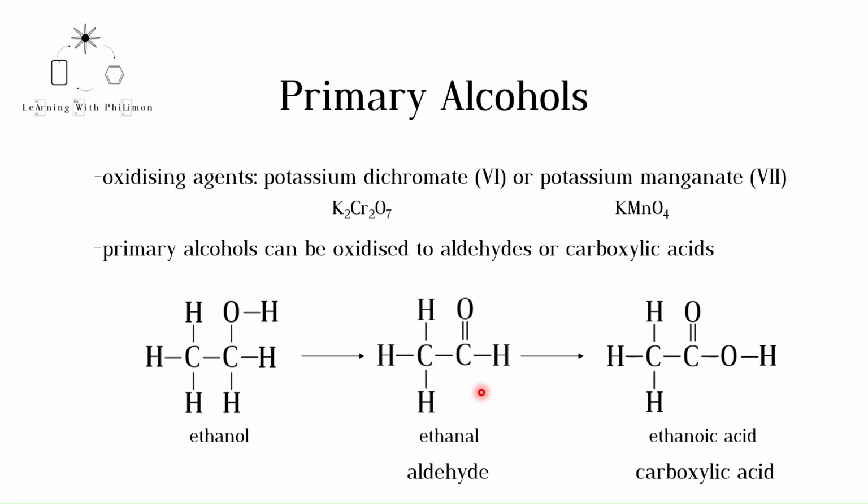In carboxylic acids, the carbon at the end of the carbon chain has a double bond to oxygen and is also bonded to an OH group. As can be seen, the carbon now has a double and a single bond to oxygen. Note that as the carbon gains more bonds to oxygen, it loses bonds to hydrogen. We can control whether we get an aldehyde or a carboxylic acid depending on whether we use distillation or reflux.